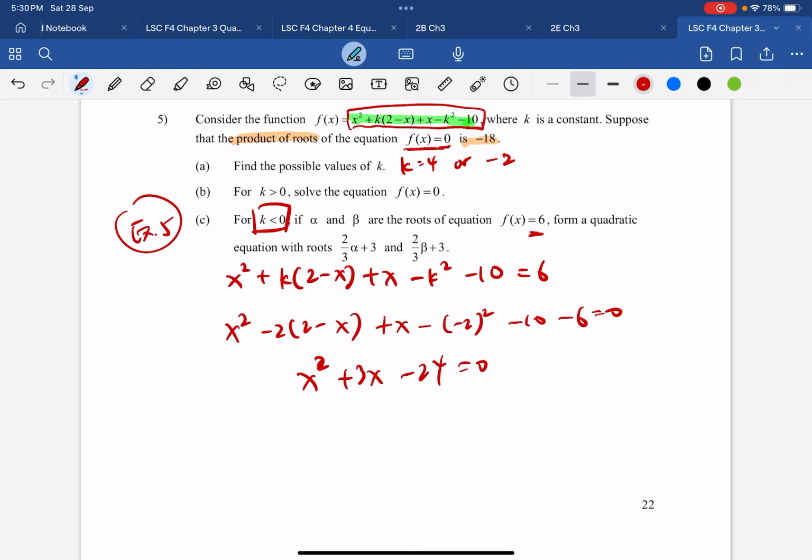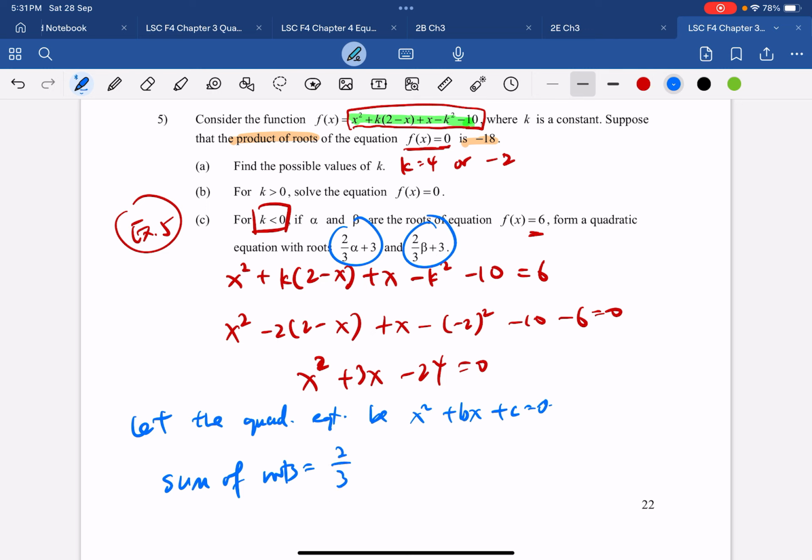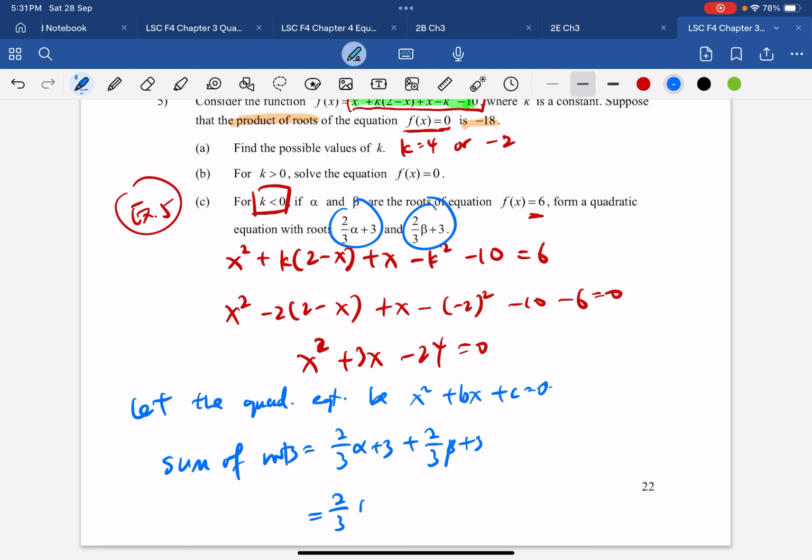Okay, let's see. So now they ask you to form a quadratic equation, right? Form a quadratic equation. So again, let the quadratic equation be x squared plus bx plus c equals 0. And for this quadratic equation, the sum of roots is the sum of these two, right? 2 over 3 alpha plus 3 plus 2 over 3 beta plus 3. Okay, so you can write it out in a better way like this.